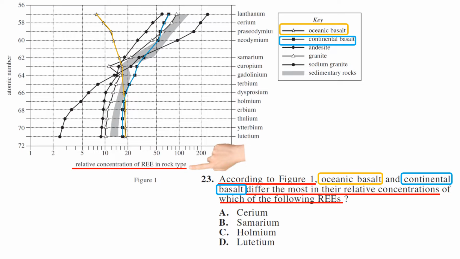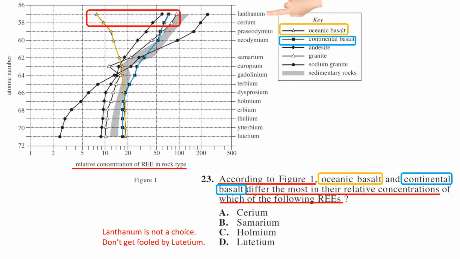So that's concentration of REEs, so we're looking on the x-axis. We see the furthest apart is when they're at lanthanum. But when we look at our choices, lanthanum is not a choice. Don't get fooled by lutetium, I guess that's how you say it. So D is out. The next one down is cerium, and that is a choice. So choice A. You could go through the rest of them just to be sure.